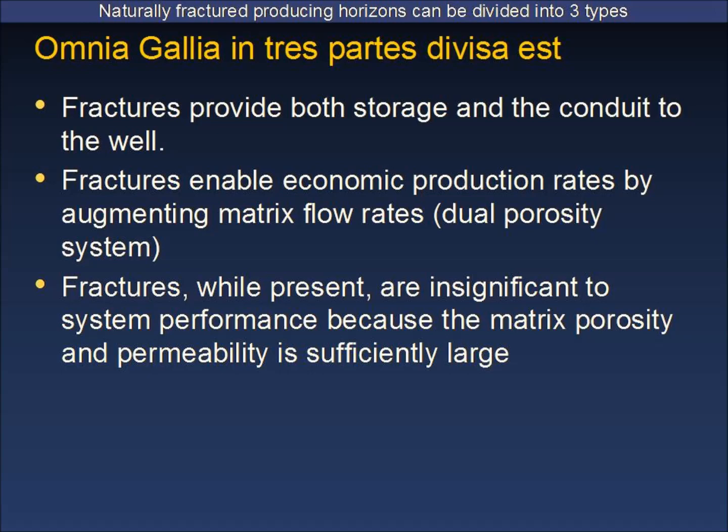In the second instance, fractures enable economic production rates by augmenting matrix flow rates, and this is sometimes referred to as a dual porosity system, but the nomenclature is kind of deceptive. It's more about flow characteristics. And in the third instance, fractures might be present, but we don't really care because they're insignificant to system performance in that matrix porosity and permeability are sufficiently large to mask any contribution that they might make. This is not an uncommon situation in the oil patch, though we may still find it useful to frac pack wells in the near wellbore regime, but that's for slightly different reasons. But I don't know when it comes to geothermal wells. And as I said, this framework is a somewhat arbitrary partitioning imposed upon a continuum set of behaviors, but it's sometimes helpful for focusing your thinking.